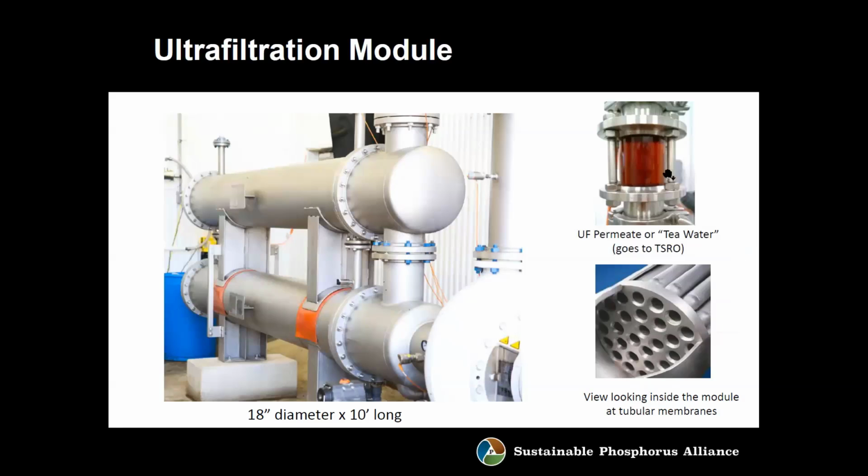This top picture here on the upper right shows what the UF permeate looks like. That's the tea water coming out the top. Essentially, the liquid manure is pumped into this system. It's recirculated by a recirculation pump, so it's being pumped through these tubes. The permeate is the liquid that actually goes through the wall of the tube. The solids stay inside the tube, and the permeate fills the shell and exits at the top. The concentrate, you can't really see it in this photo, but it exits behind the unit.